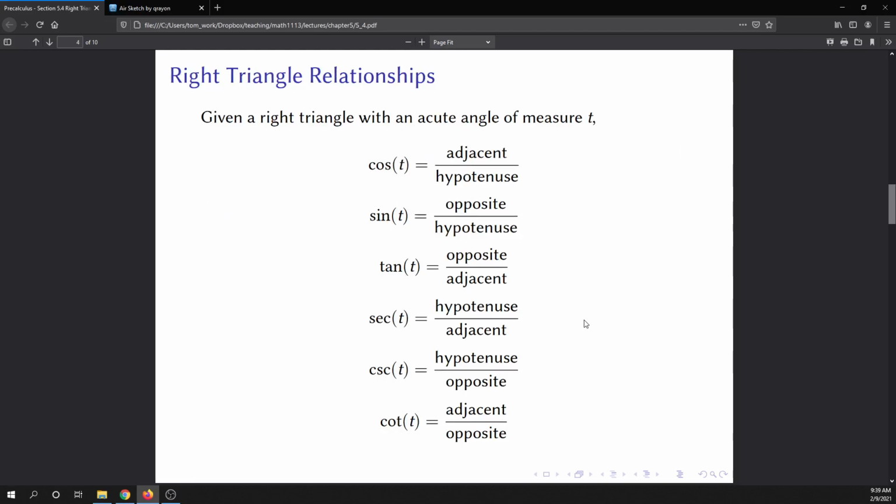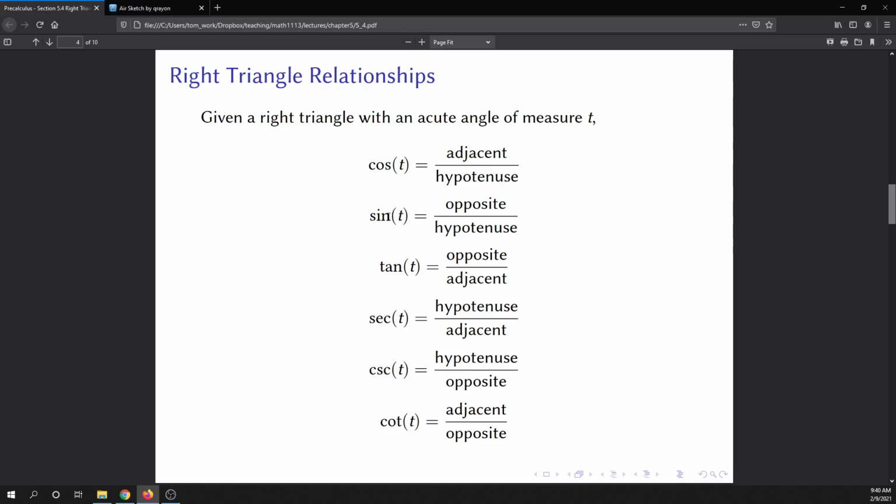Given that, we can start talking about some of these trigonometric functions for the angle T, for an angle in a triangle. Here you can see the 6 that we talked about before: cosine, sine, tangent, secant, cosecant, cotangent. To find the cosine of the angle T in the previous figure, you would find the length of the adjacent side and then divide by the length of the hypotenuse.